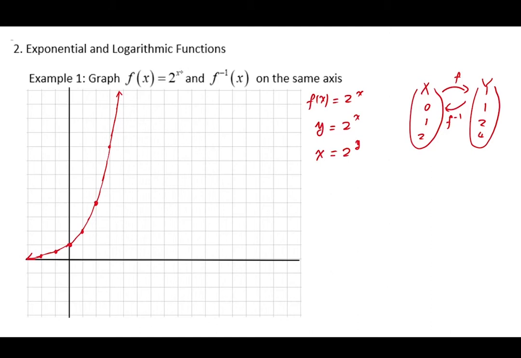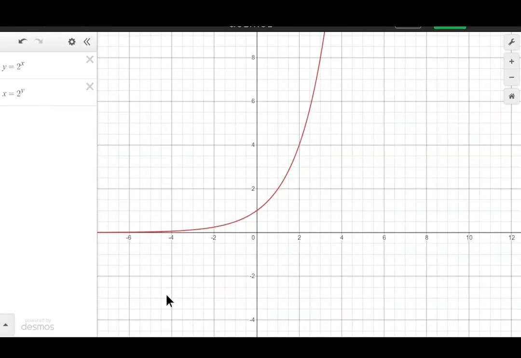Switching x and y, what kind of effect does it have? I prepared a little bit of a Desmos sketch here. So this is 2 to the x that we have. Now I have switched on the second one, x is equal to 2 to the y, which means I'm switching x and y. Lo and behold, the symmetry is very striking now, isn't it? So this is, as they say, symmetric across y is equal to x.